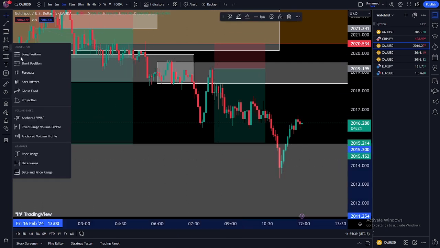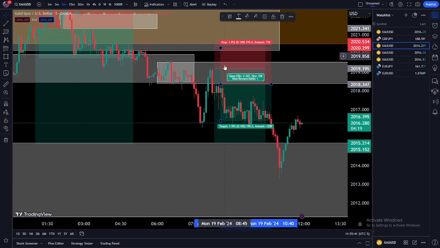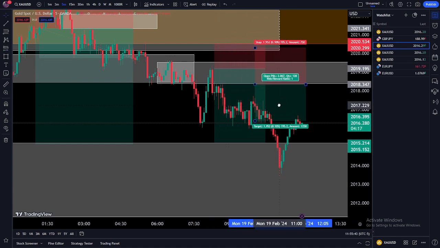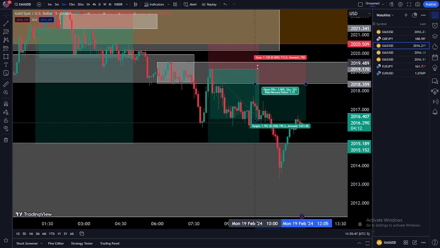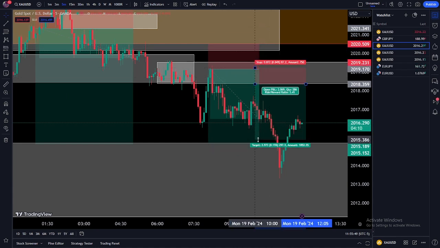Also, I had another trade on here when it created another engulfing. So these are the 3 trades I had. So this one I kept a very short stop loss also. So this stop loss was very tight on here. So these are the 3 trades I had today on the gold chart.